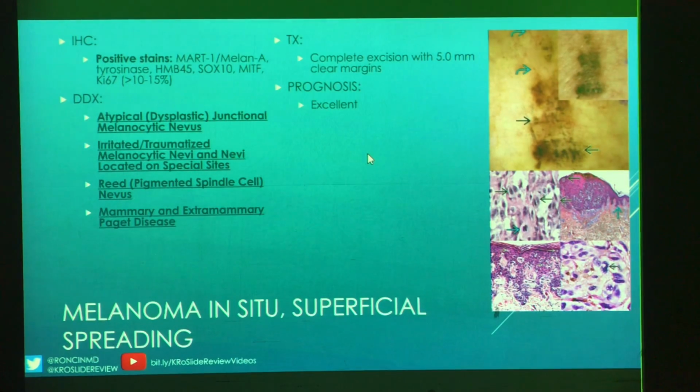Your stains are going to be similar for melanoma, regardless of what type it is. Your differential, again, is going to be very similar. You want to add in mammary and extramammary Paget's disease because of the pagetoid spread, and the appearance of Paget cells to these atypical melanocytes can be somewhat similar. Again, your treatment's going to be the same for all melanoma in situ, and prognosis for superficial spreading is excellent, which is great since it's the most common type of melanoma in situ.